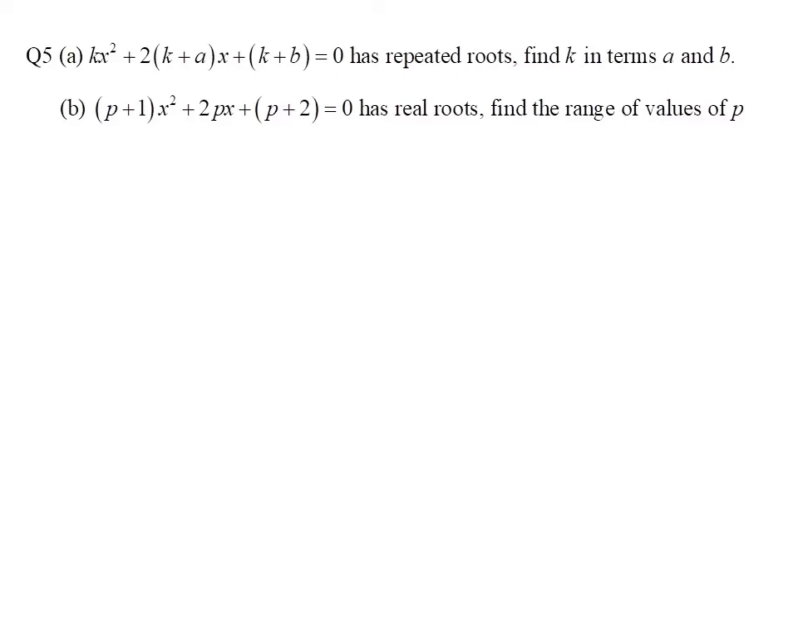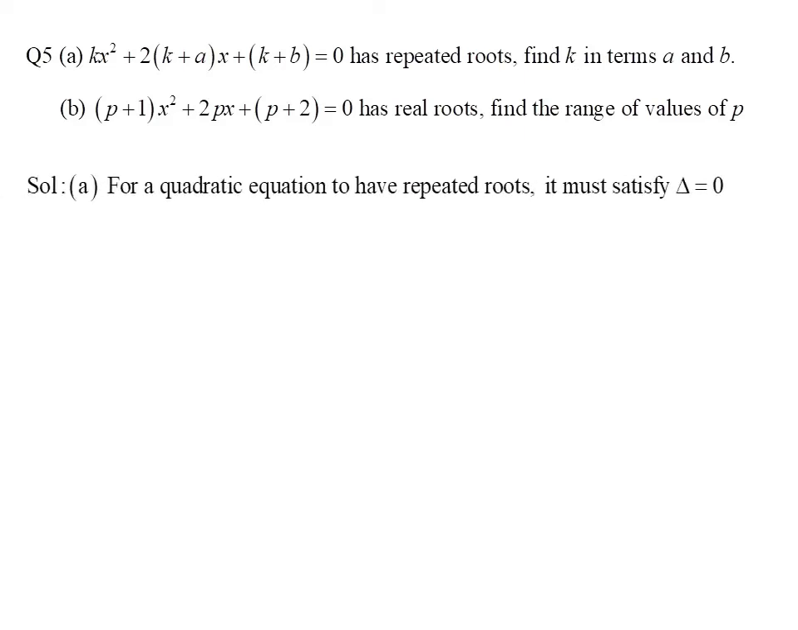Question 5 has two sub-independent questions. The first one is to find the expression of k in terms of a and b, given the criterion that the equation has repeated roots. The second equation is to find the value range of p, given the criterion that the quadratic equation has real roots. For the first question, since the quadratic equation has repeated roots, its discriminant, delta, must be equal to 0.